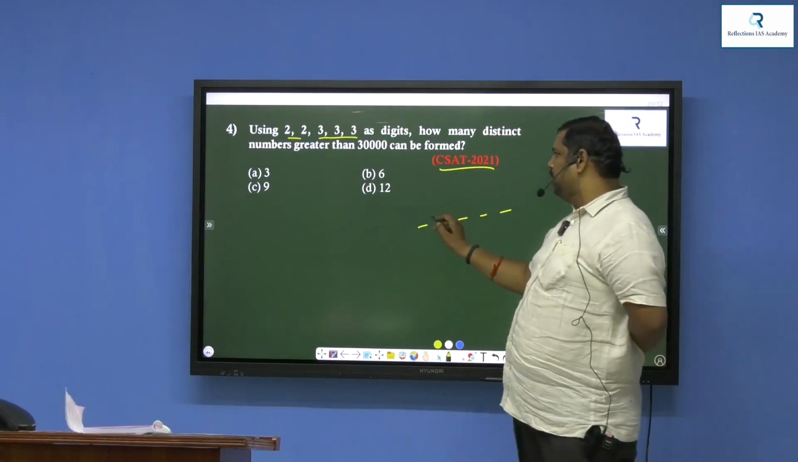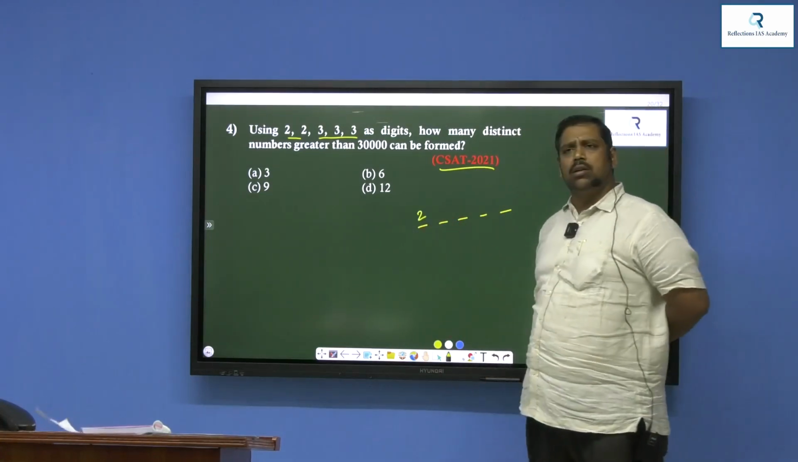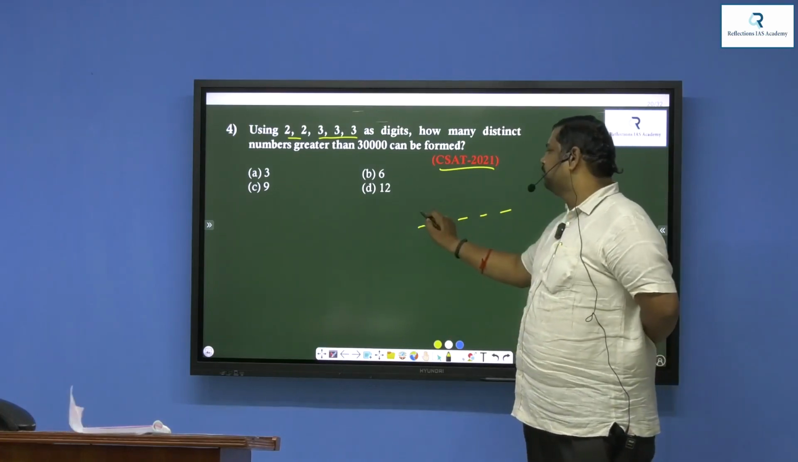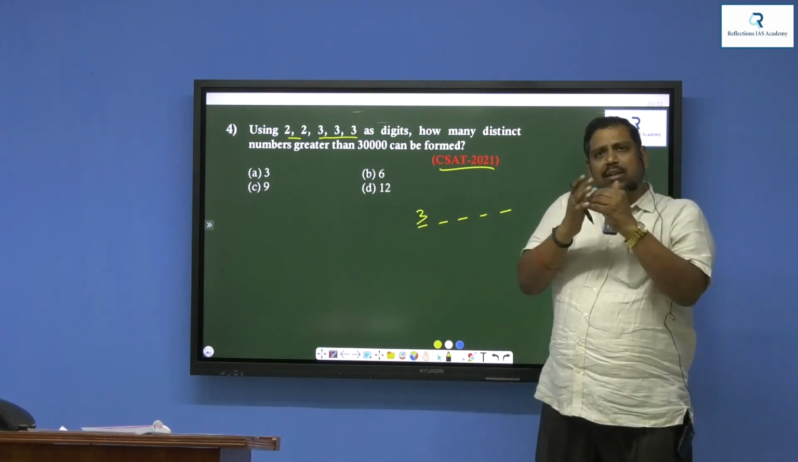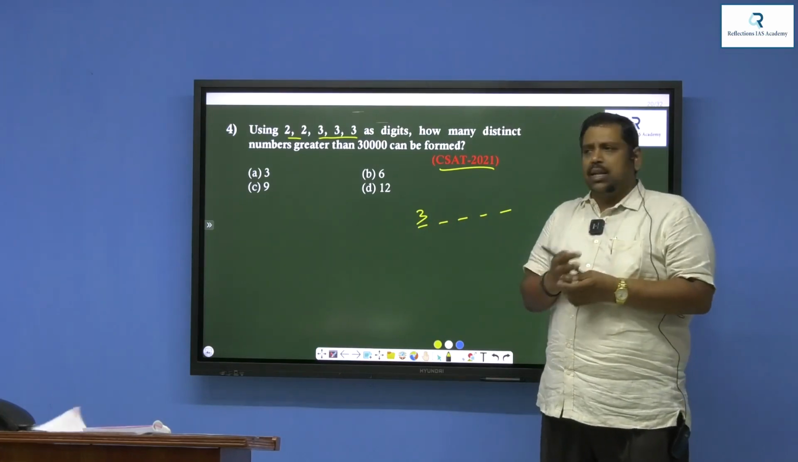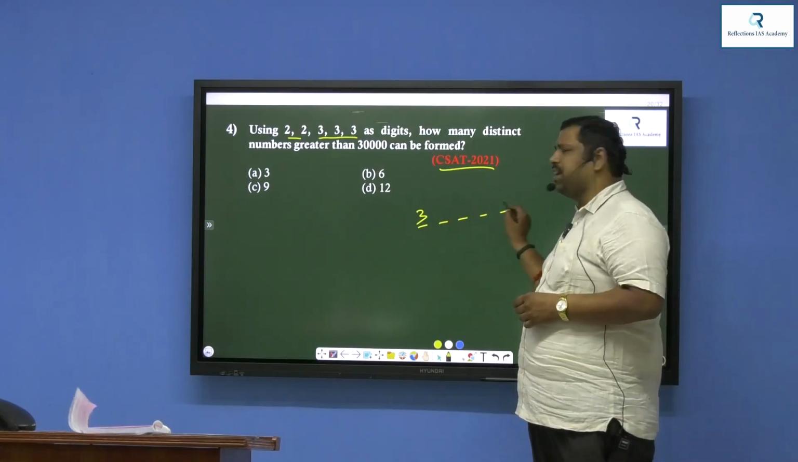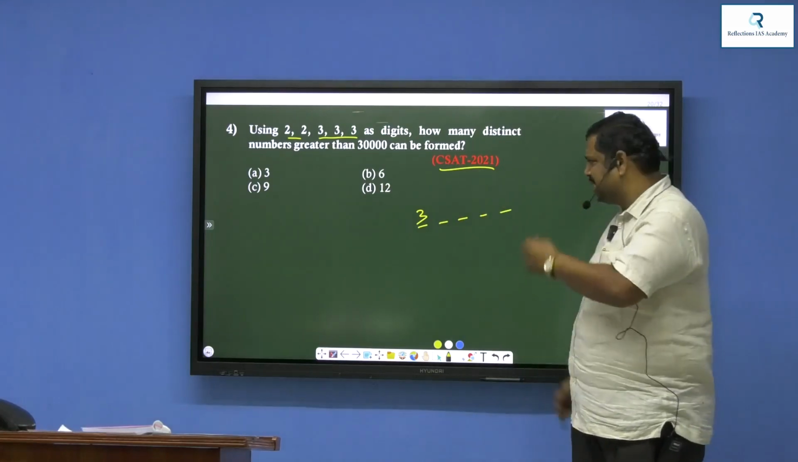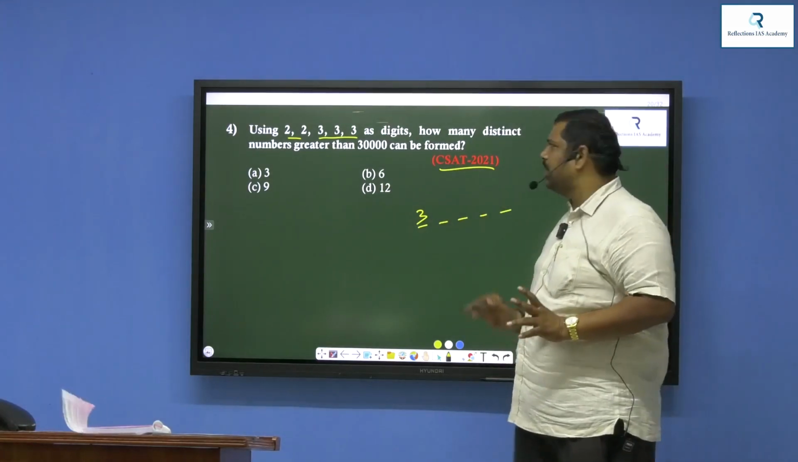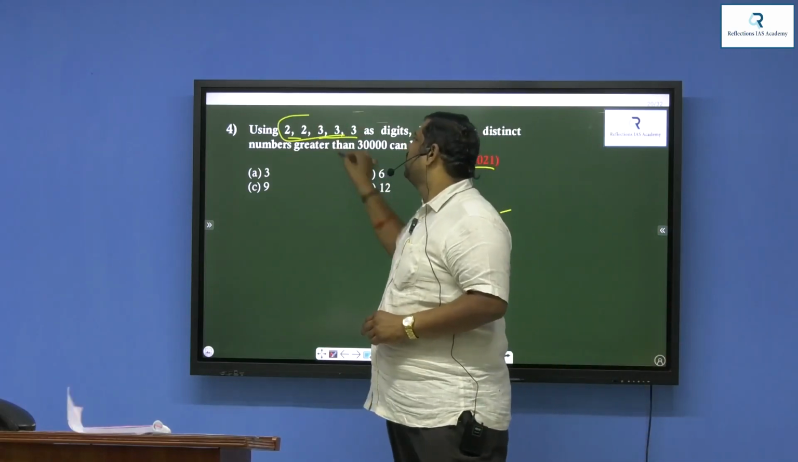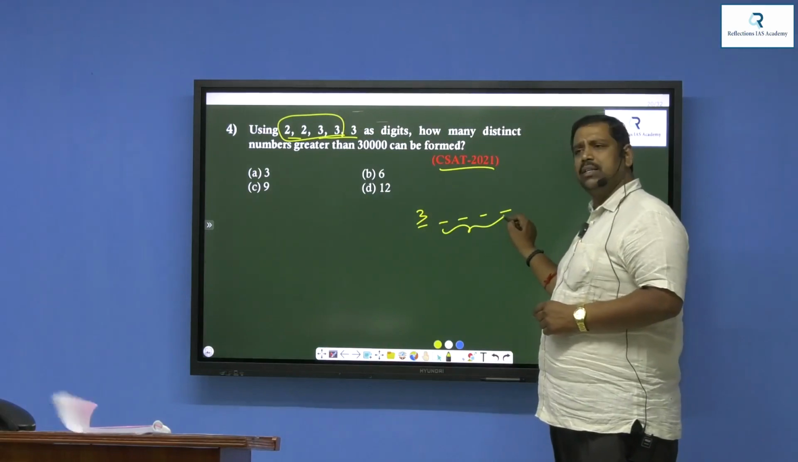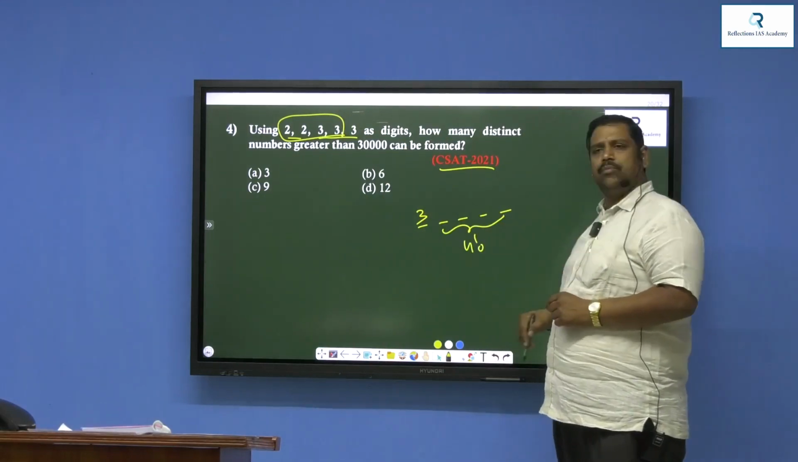Means the first digit should be, is it 2 or not possible? If it is 2 it will be less than 30,000. It should be 3. Whatever digits I apply, any digit I write here, it will be more than 30,000, right? That's why 1 three appeared here. Now, still I have 4 digits, 4 places. So 4 factorial.